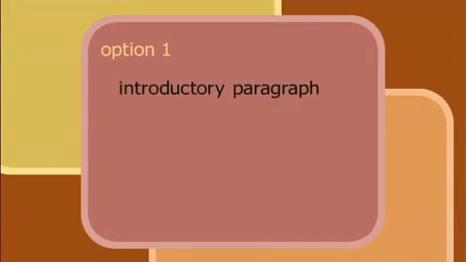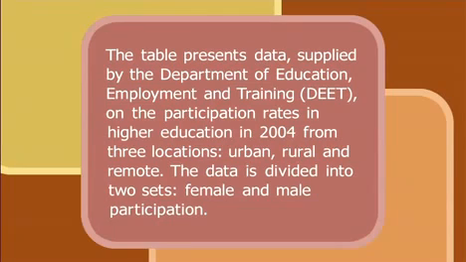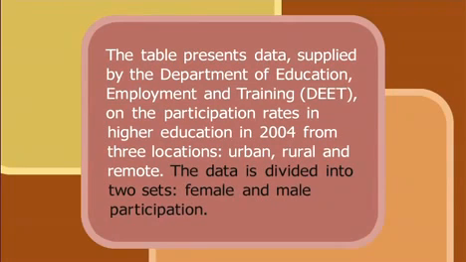So let's review and take an overall look at the essay we're creating. Let's say we've decided to go with option one. Remember, that was an essay with two body paragraphs, one describing female participation rates for the three locations, and one describing male participation rates. So let's start with our introductory paragraph. We might write, "The table presents data supplied by the Department of Education, Employment and Training on the participation rates in higher education in 2004 from three locations, urban, rural, and remote. The data is divided into two sets, female and male participation." Notice our second sentence tells the reader that the data will be presented according to female and male participation rates.